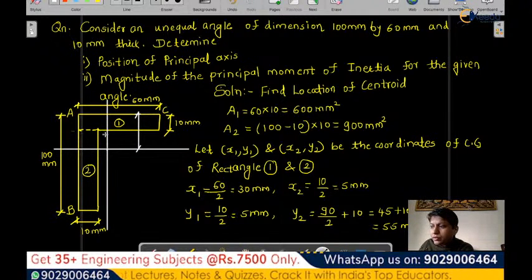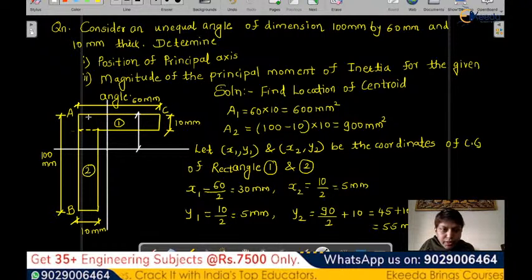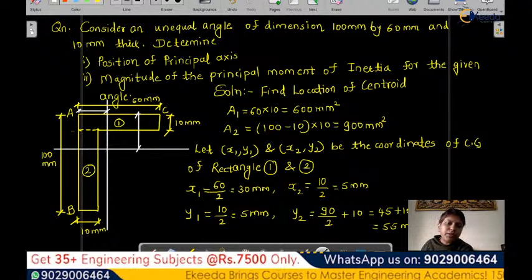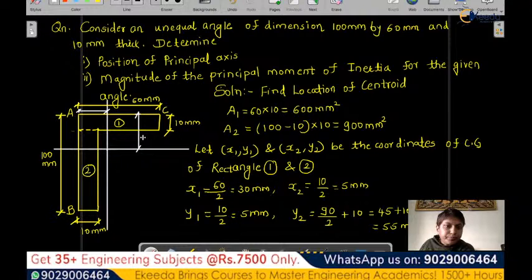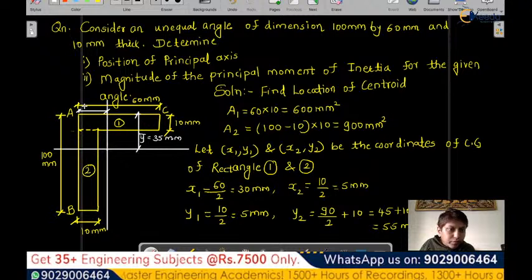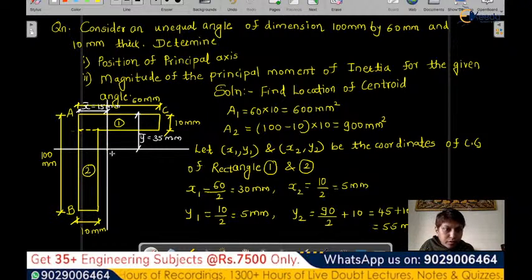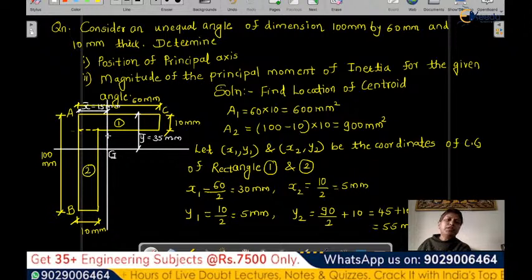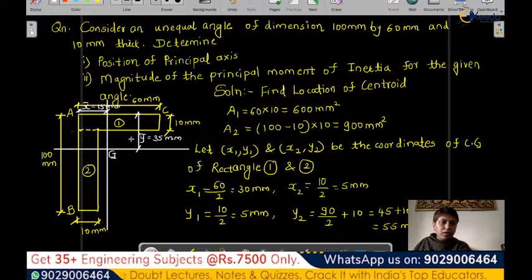This is our 35 and 15 millimeter. This is 35 millimeter and this is our X bar. This is our Y bar, 35. X bar is 15 millimeter. So our centroid, let's show it as a point G. So centroidal point G is lying at this point.